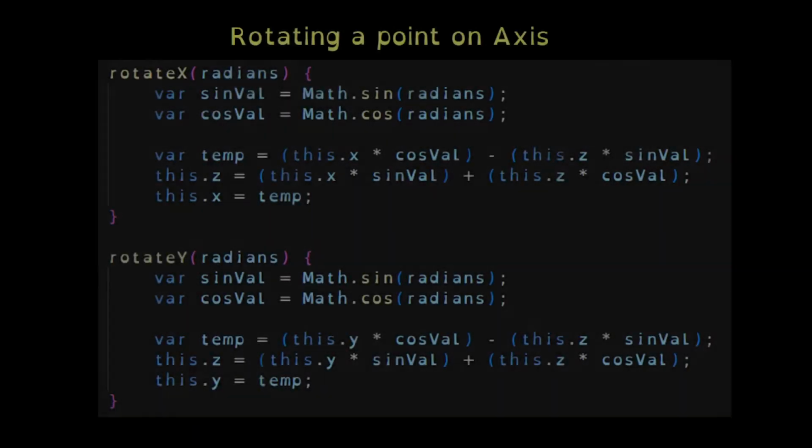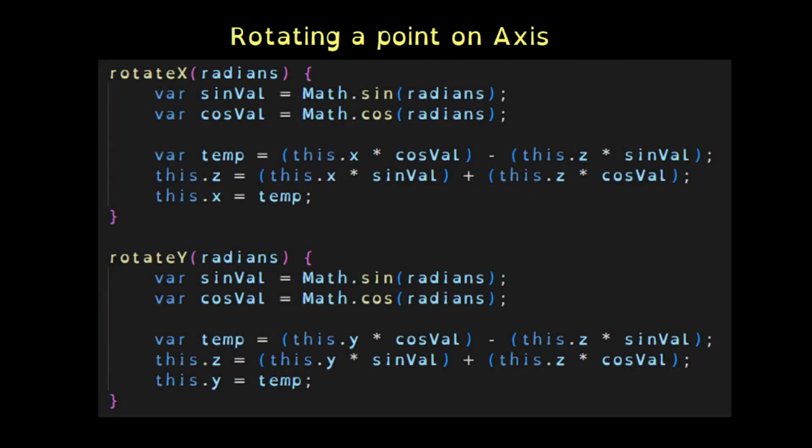No three-dimensional projection is complete without having the ability to move them around in three dimensions, or at least along the x and y axis. So let's look at that. Here is how you can move a three-dimensional point on an x or y axis. It really is that simple.